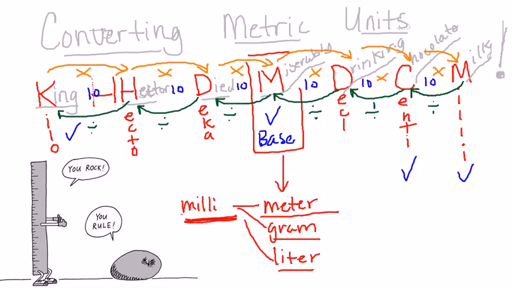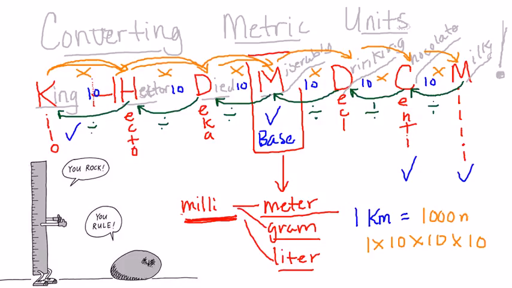So let's see. Say I want to go from kilometers, and I have 1 kilometer, and I want to go to meters. Notice I'm going to go here from kilometers. I want to go 1, 2, 3. So I'm going to multiply 1 times 10 times 10 times 10. And when I do that, I'm going to get 1,000 meters. So there are, in 1 kilometer, 1,000 meters.